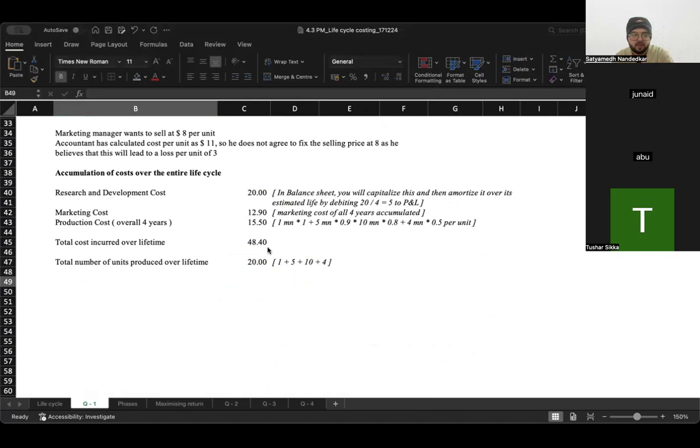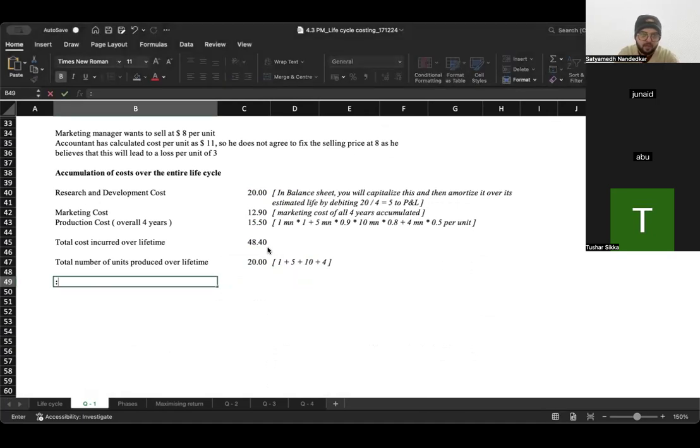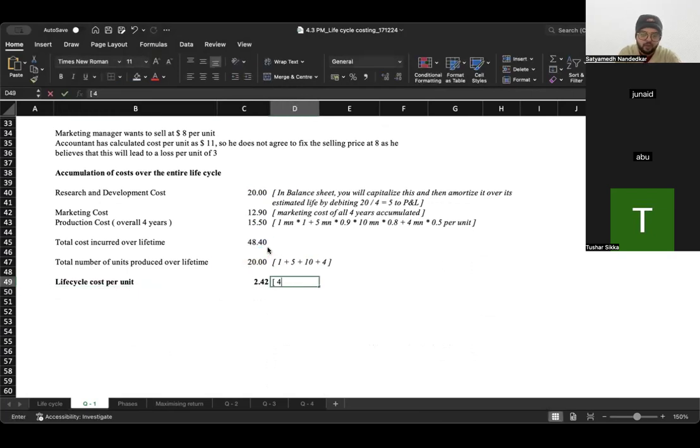Total cost incurred over lifetime and total number of units produced over lifetime. So, what is my life cycle cost per unit? It's going to be 48.4 upon 20, 2.42. 48.4 upon 20. This is my life cycle cost per unit.